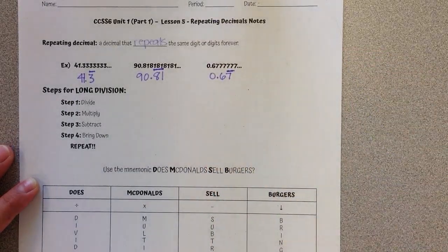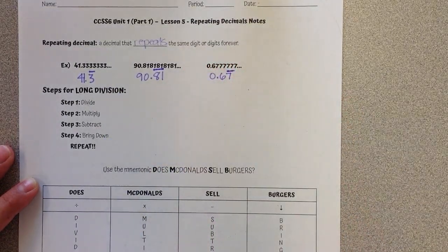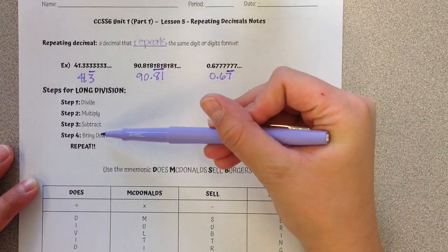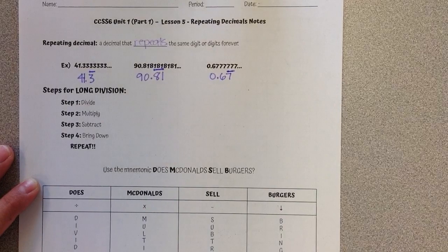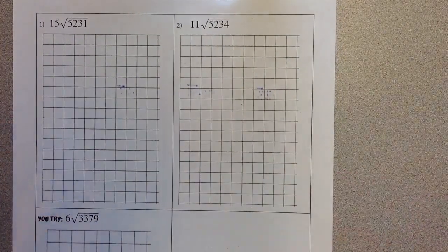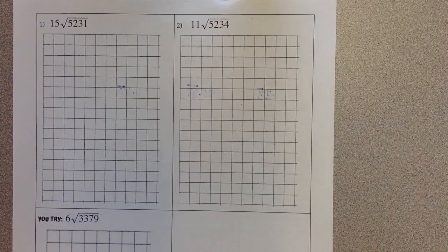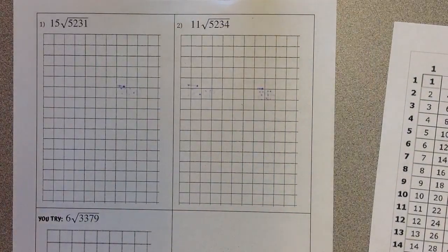Okay, so the steps to complete this is exactly the same as your previous long division notes. So we have divide, multiply, subtract, bring down, and then repeat. We have the same mnemonic here on the front for you as a reminder. Does McDonald's sell burgers? So you're going to be doing the same process. Make sure you have your multiplication chart out because you are going to be using that to list your multiples, just like in the other lessons as well.